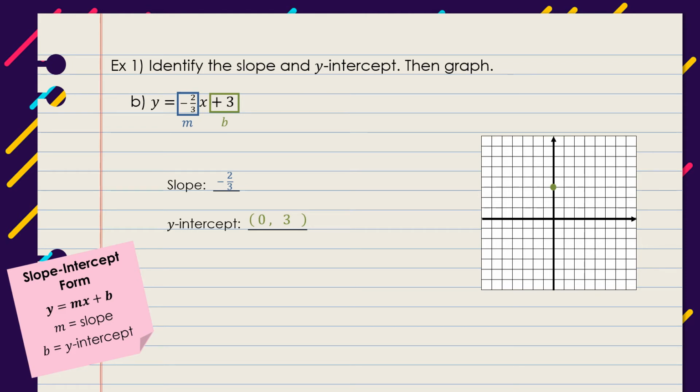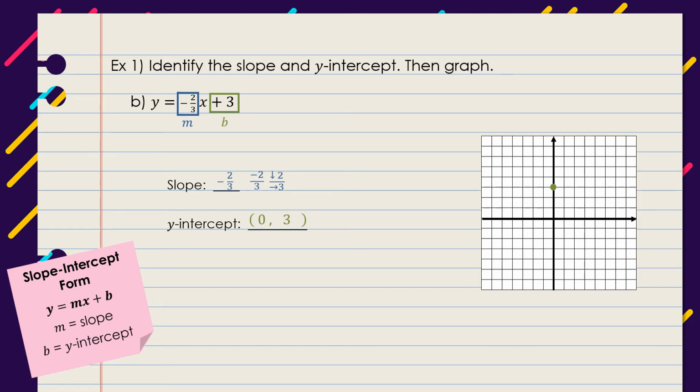Remember, when we have a negative number, especially with a fraction, we can assign that negative either to the numerator or to the denominator, but not both. So if we take that negative and move it up to the top, we would have negative 2/3. This is important because this will tell us how to move from point to point. When we have the negative in the numerator, this means that we will go down 2 and to the right 3, because down is the negative direction for the y-axis.